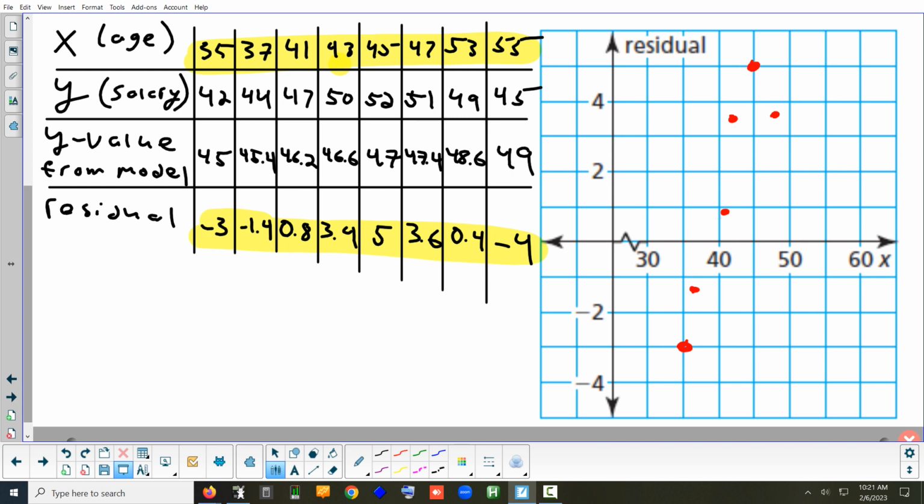53, 0.4. That's a good one. All right, and then 55, down 4. Not good. So look at this line that I just drew in black. The closer the red dots are to that line, that means the smaller the residuals were. Are the red dots close to that line? What do you think? Senda, what do you think?